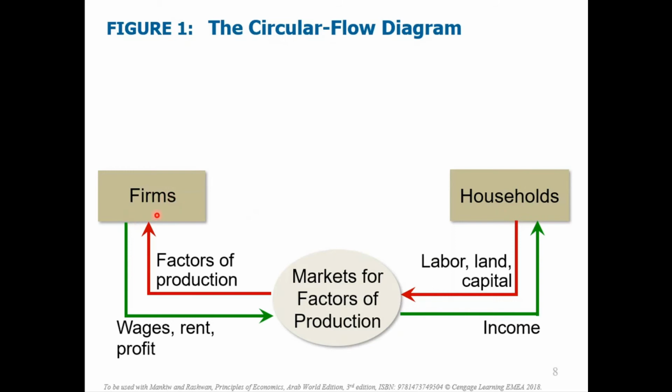When firms hire people, what do they pay? They pay wages. So here the green line is what? It is the flow of the money. So here the red line is the flow of factors of production, and the green line is the flow of the money. So firms, when they hire people, give money, wages or salaries to people, and people consider it as their salary or their income.